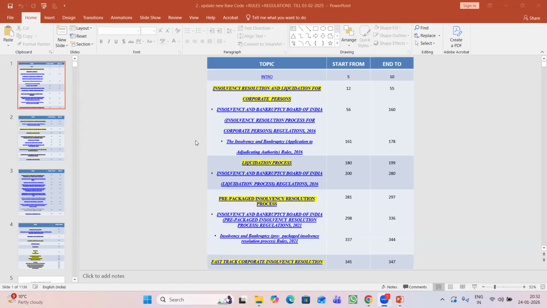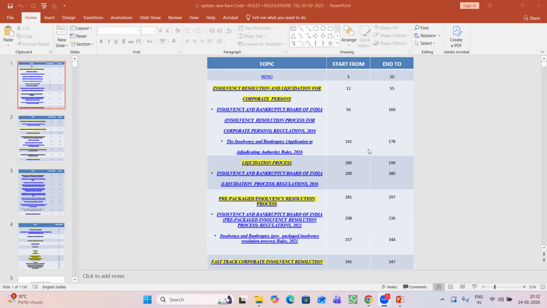So what we have done is I've already shared this PPT, which contains not only the code but the rules and regulations also. So we have given an index at the beginning, and whatever process, as I already told you, there are various processes in this IBC. One is the corporate insolvency resolution process, whereby the corporates are targeted for resolution of their insolvency. So that is why it's called corporate insolvency resolution process. So you have to read not only the sections but the rules and regulations also.